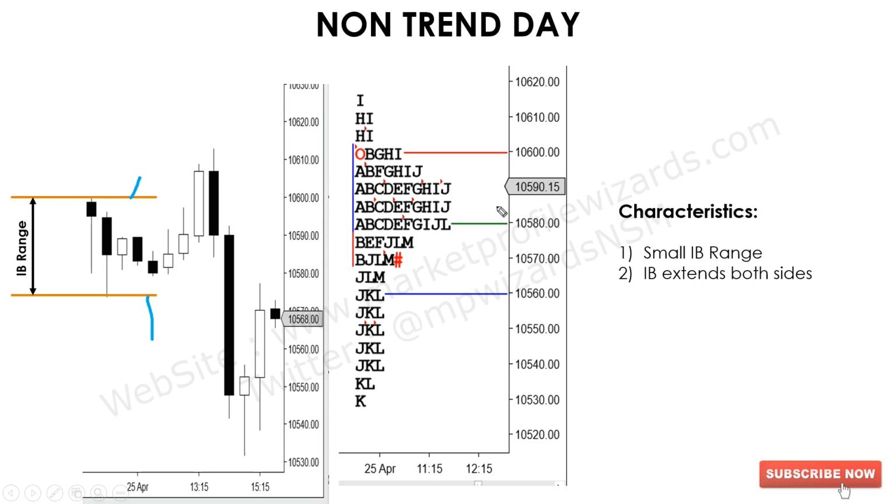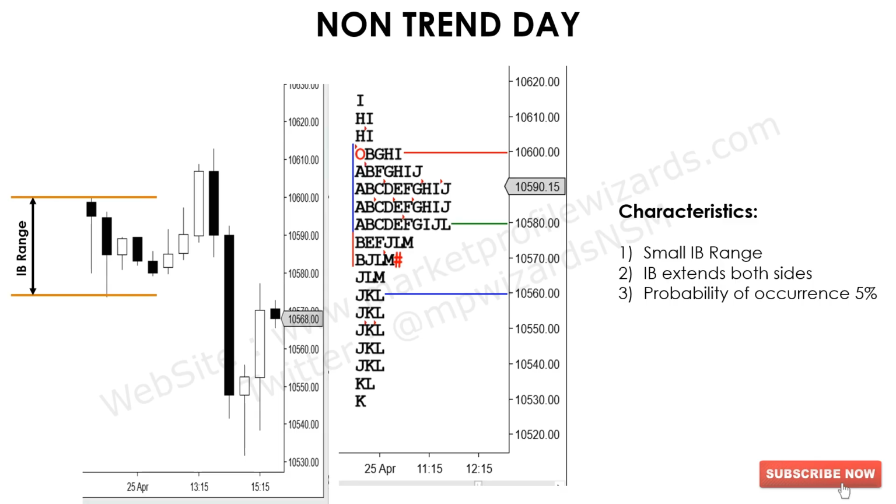And third important information is probability of occurrence is 5%. So you don't need to worry that whenever there is a small IB, the probability of occurrence of non-trend day is only 5%. And I want to give you the hint here. We need to understand this very importantly.